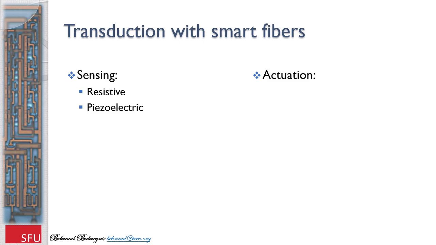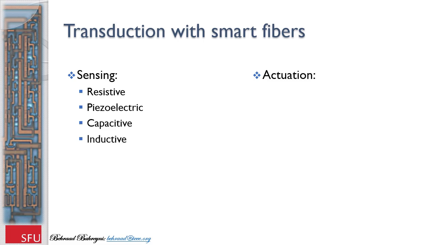Another transduction method is piezoelectric transduction, where a charge is produced in response to mechanical strain. Again, because of the types of materials that we use in the textile industry, this is a usable transduction mechanism in order to detect strains. For example, natural silk is piezoelectric, but materials like PVDF, synthetic materials like PVDF, are also piezoelectric. And you can use this for sensing, but also for energy generation if needed as well.